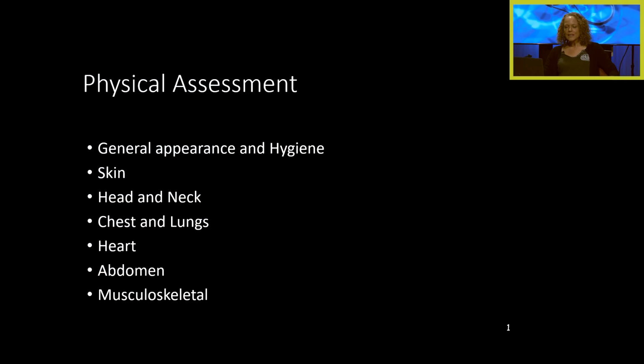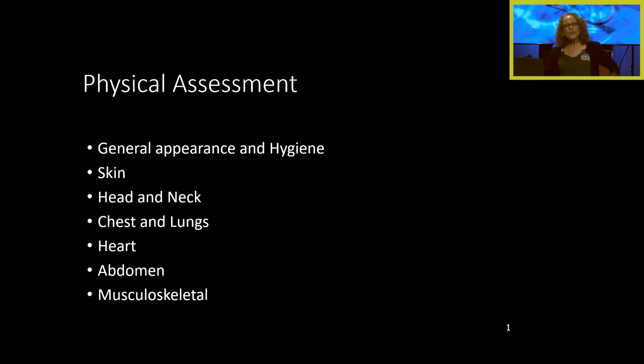So, with that being said, let's look at an overview of physical assessment. We know that we're going to be looking at the general appearance and how well our patient's personal hygiene is. We're going to be looking at the skin, the head, the neck, the chest and the lungs, the heart, the abdomen, and the musculoskeletal system. We're going to go through each one of these in a little more detail.